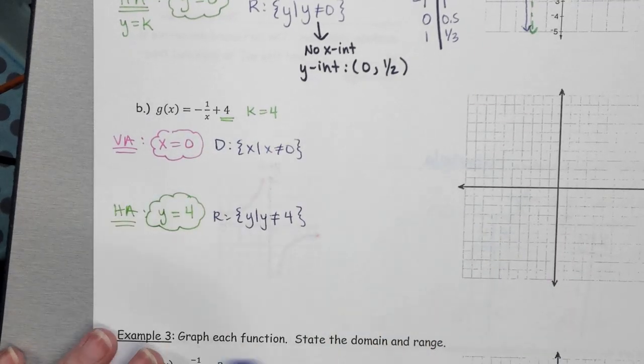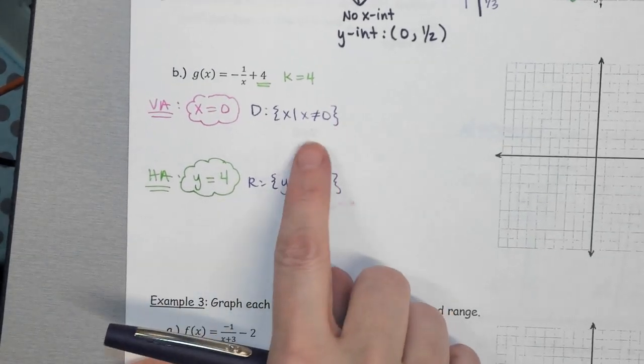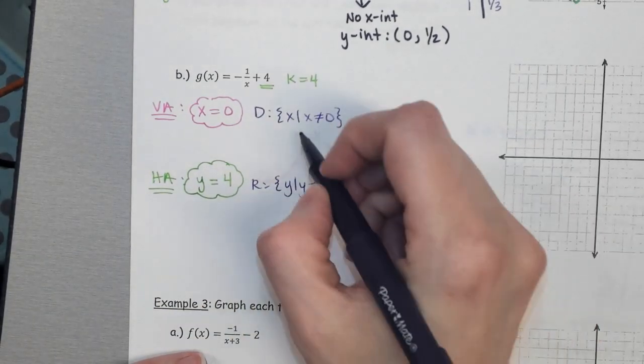Okay, do you guys know what x-intercept? Do you guys, it's not that. Do you guys know what intercept you are not going to have? So if x can't be 0, then there's no y-intercept.